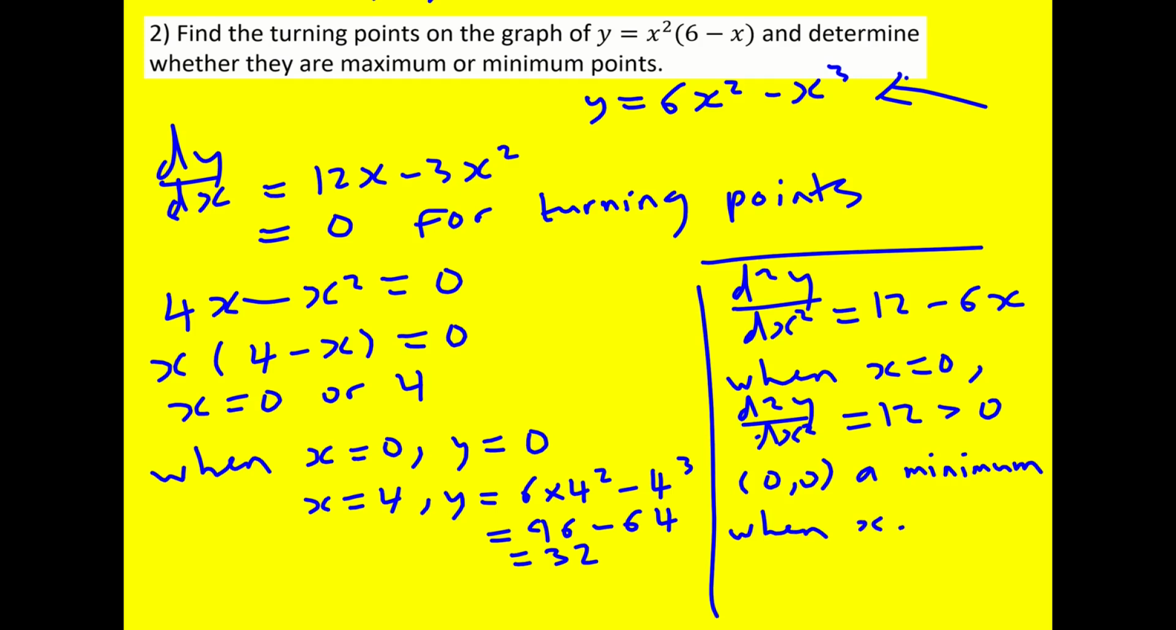When x equals 4, d2y by dx squared equals 12 minus 24, which is minus 12, which is less than 0. So (4, 32) is a maximum.